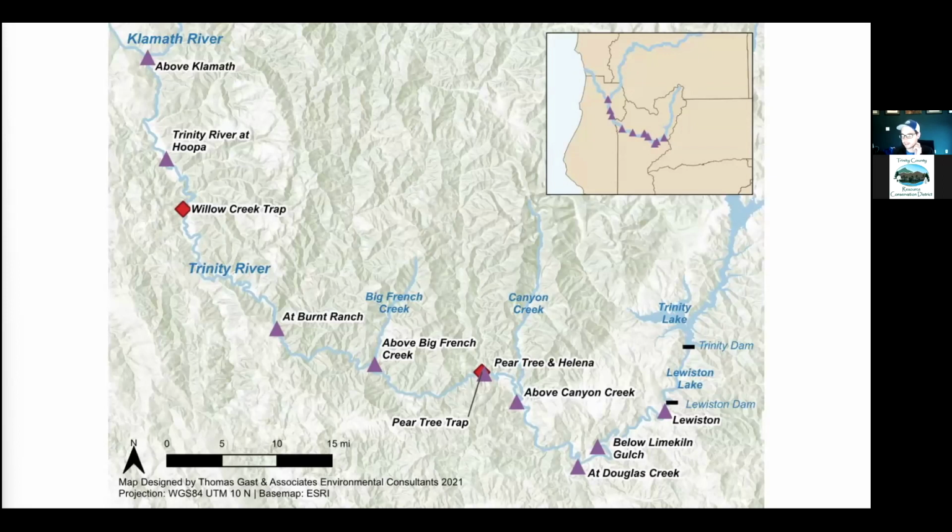In case you don't know the Trinity River, this is a map of the Trinity with the Pear Tree Trap and the Willow Creek Trap. So we're pretty far down on the system, and this basically represents what's going out to the Klamath. There are a few more tributaries and a little bit of spawning below the Willow Creek screw trap, but the bulk of the spawning is above.